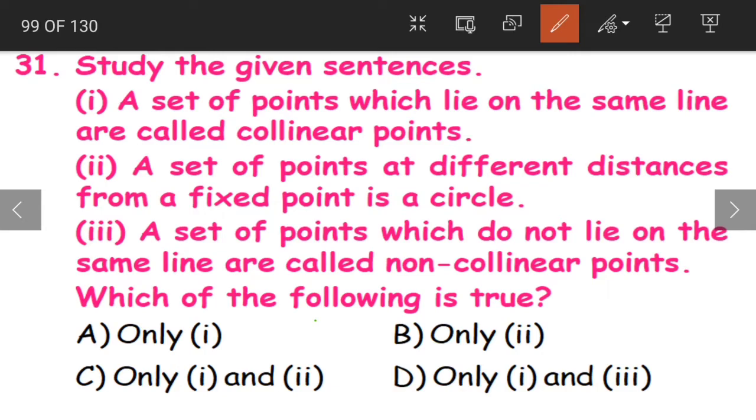Question 31. Study the given sentences. Which of the following is true again? A set of points which lie on the same line are called collinear points. Is this correct, children? Yes, this is correct.